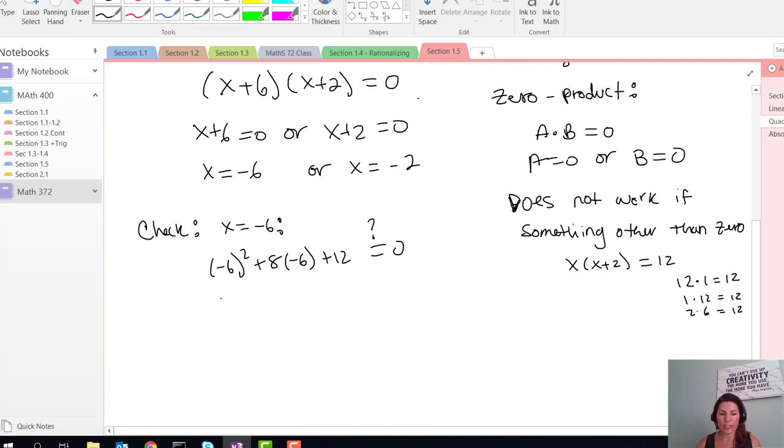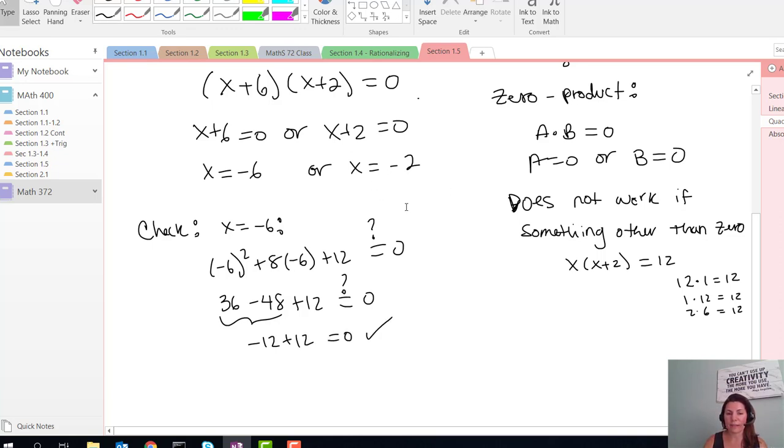Negative 6 squared is 36. 8 times negative 6 is negative 48, plus 12. Does that equal 0? Follow your order of operations, always do things from left to right. So 36 minus 48 is negative 12, plus 12, that does equal 0. And so we're good. I encourage you to check x equals minus 2 and see if that works. So check that on your own.